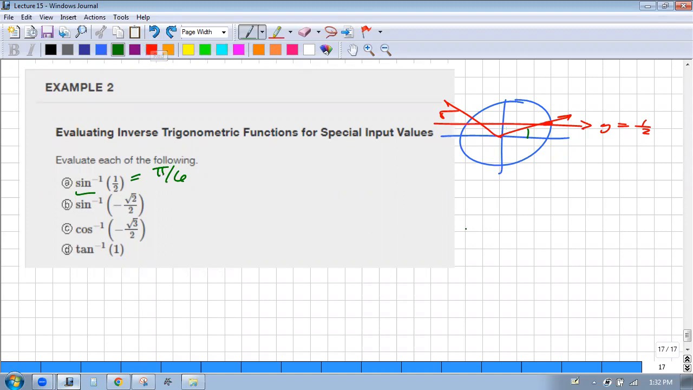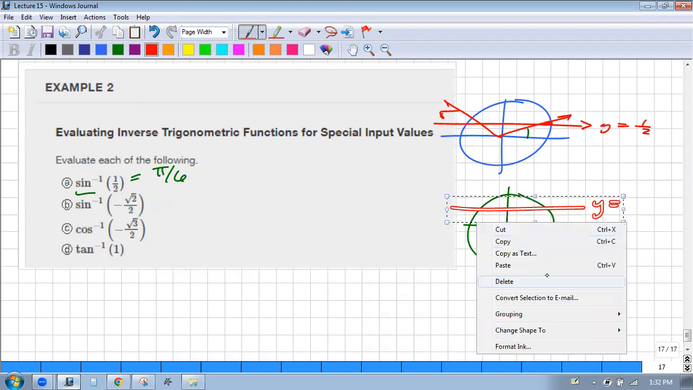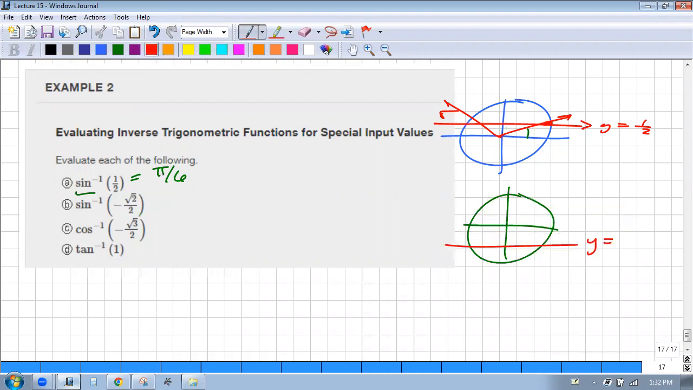Sine inverse of negative root 2 over 2. Okay, well, I draw my unit circle. I treat this as a y value. Here's y equal negative root 2 over 2. So the possible angles would be like these or these. But sine inverse always gives me the one that's over here, and I don't mean this one, I mean this one: negative pi over 4. It's that one and only that one.